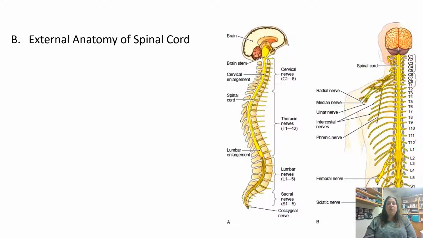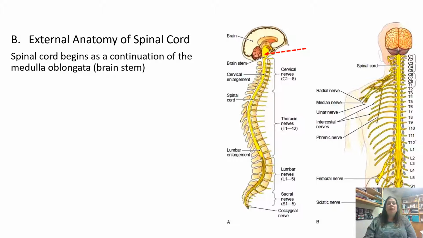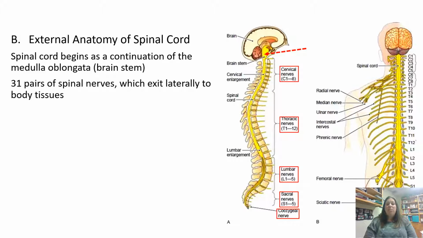So let's take a look at the external anatomy of the spinal cord. The spinal cord begins as a continuation of the medulla oblongata, which is the lower portion of the brain stem. There are 31 pairs of spinal nerves which are going to exit laterally to the sides out into your body tissues. So there's 31 pairs, which means you have a total of 62.